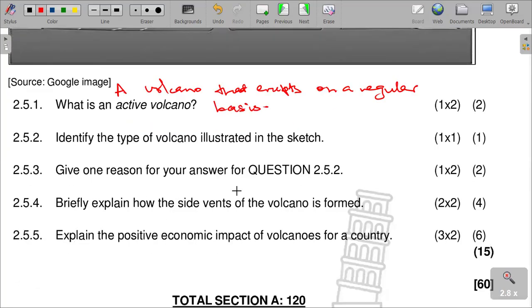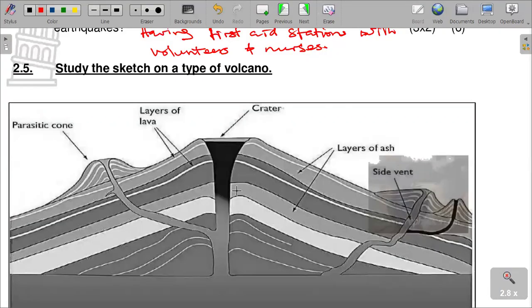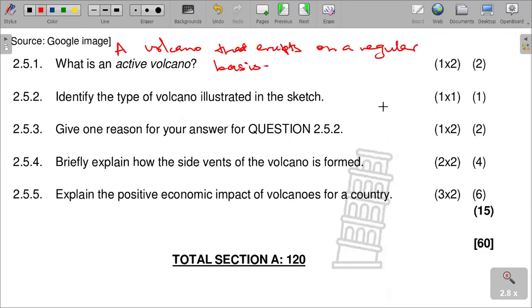And then identify the type of volcano illustrated in the sketch there. We call this a composite volcano. This whole thing is called a composite volcano.